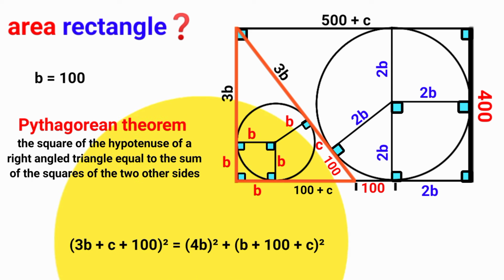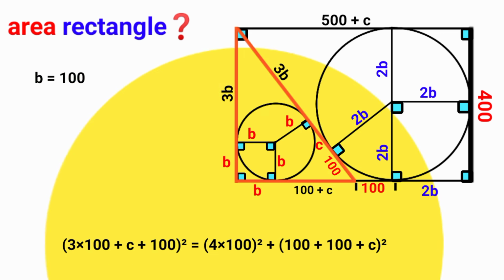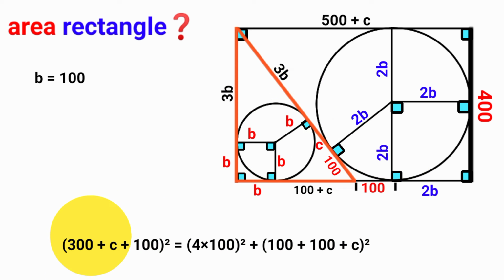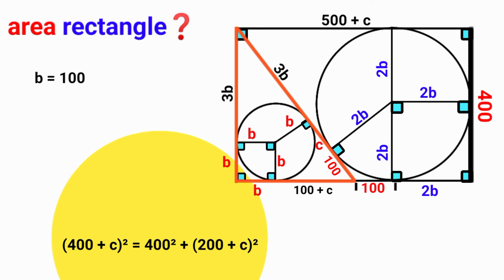So (3b plus c plus 100) all squared equals (4b) all squared plus (b plus 100 plus c) all squared. We have the value of b here to be 100. Substitute here. Now (3 times 100 plus c plus 100) all squared equals (4 times 100) all squared plus (100 plus 100 plus c) all squared. 3 times 100 is 300. 300 plus 100 is 400. Here 100 plus 100 is 200. 4 times 100 is 400. So (400 plus c) all squared equals 400 squared plus (200 plus c) all squared.